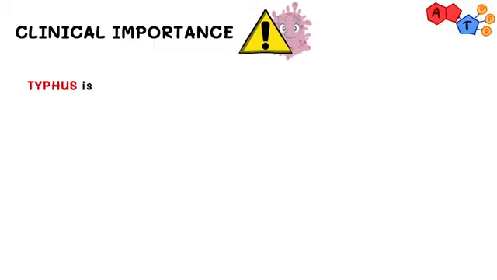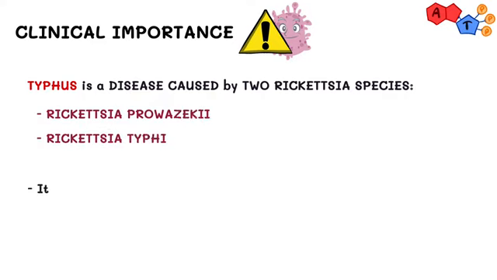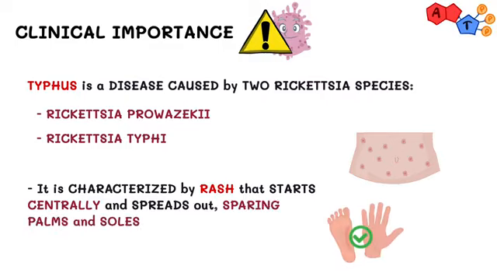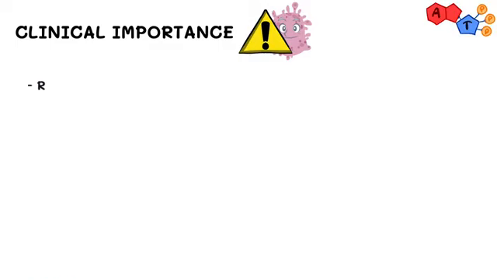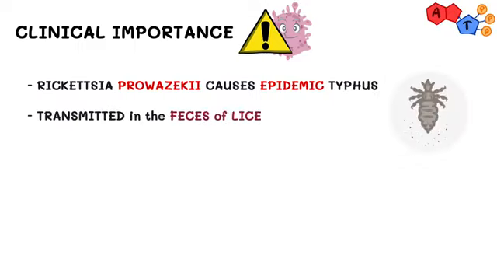Now regarding typhus, it's a disease caused by two Rickettsia species, Rickettsia prowazekii and Rickettsia typhi, and is characterized by a rash that starts centrally and spreads out, sparing the palms and soles. Rickettsia prowazekii is the etiologic agent of epidemic typhus, transmitted in the feces of lice. If the host has Rickettsia circulating in the blood, and the lice attach to the human host several times daily to take a blood meal, then it will become infected with Rickettsia prowazekii.